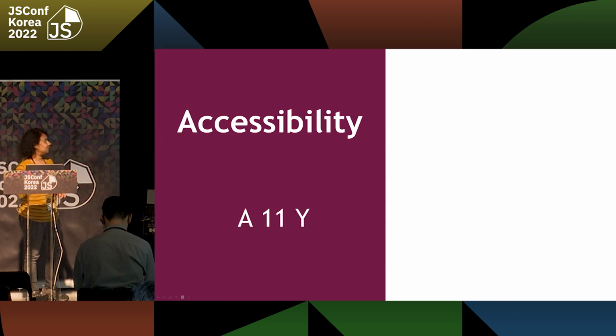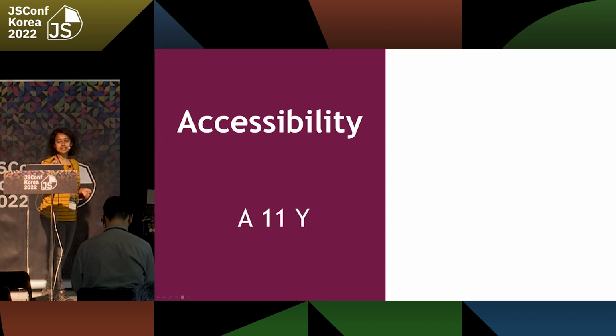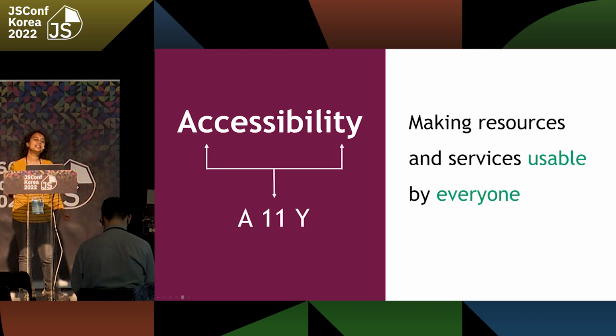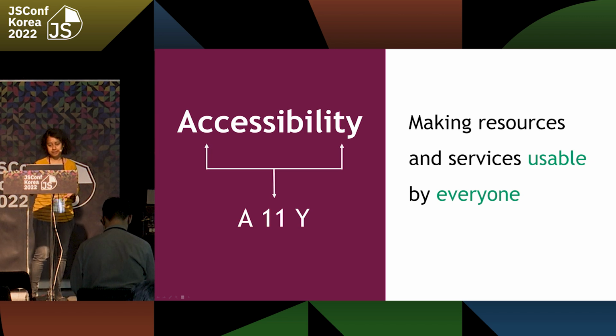So let's start with accessibility. What is accessibility? Accessibility, which is also numeronymed as A11Y. Here 11 refers to the number of letters between A and Y. It means making resources and services usable by everyone, regardless of their disability.